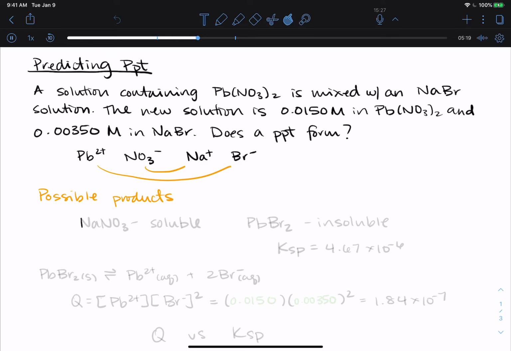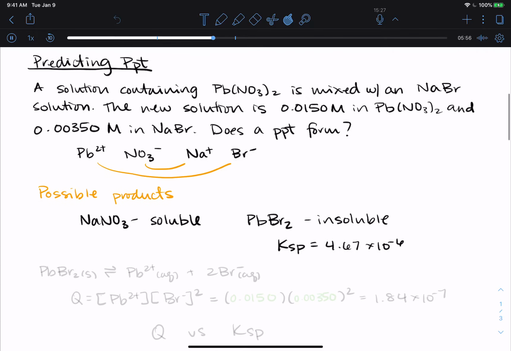So sodium nitrate is soluble, and lead bromide, let's get my stoichiometry right here, is insoluble. So the solubility rules will tell us this. The other way that you can check is go look at your table of KSP values, whichever one you're using. You will not find a KSP value for sodium nitrate, but you will find a KSP value for lead bromide. And the KSP for this is 4.67 times 10 to the minus 6th.